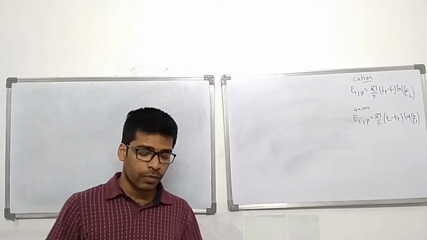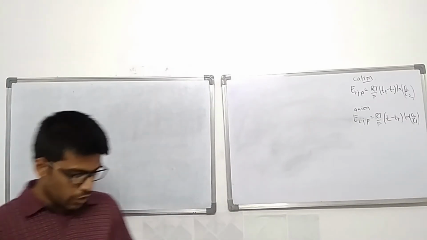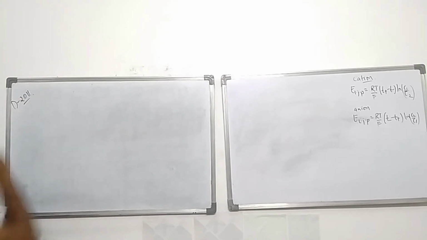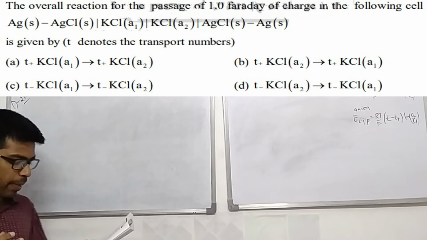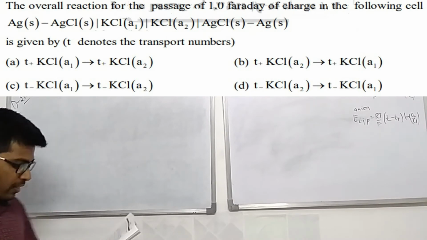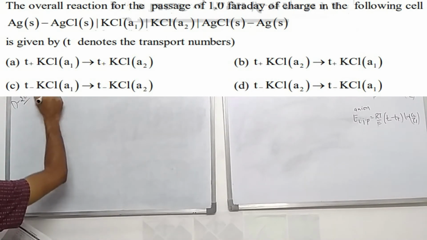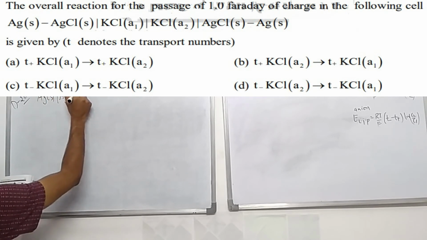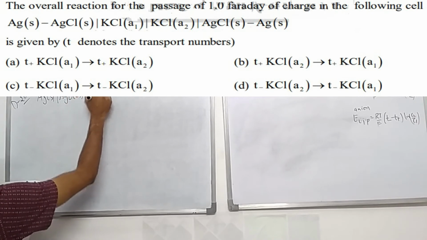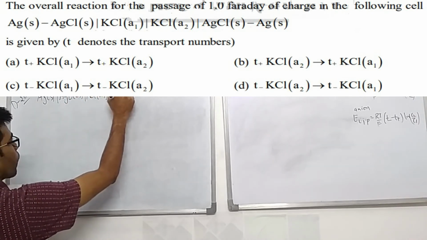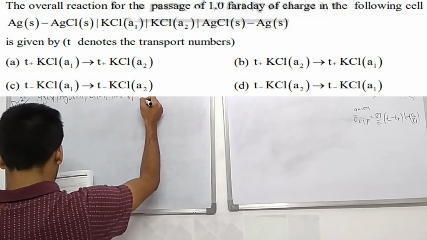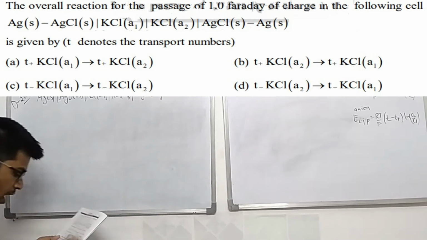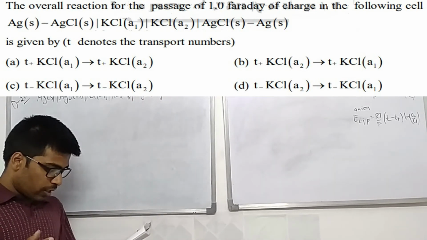Okay, now let us look at the questions which have come. The first question is from December 2011. The question says: what is the overall reaction for the passage of 1 Faraday of charge in the following cell, and the cell they have given is shown. They have asked you for the overall reaction.